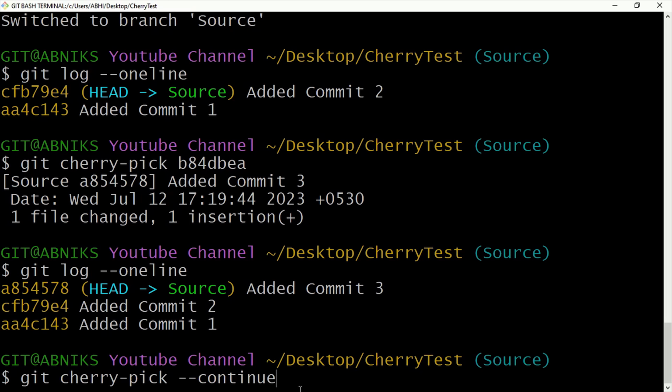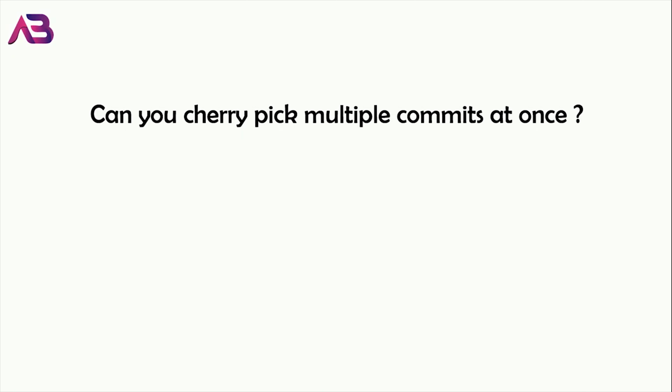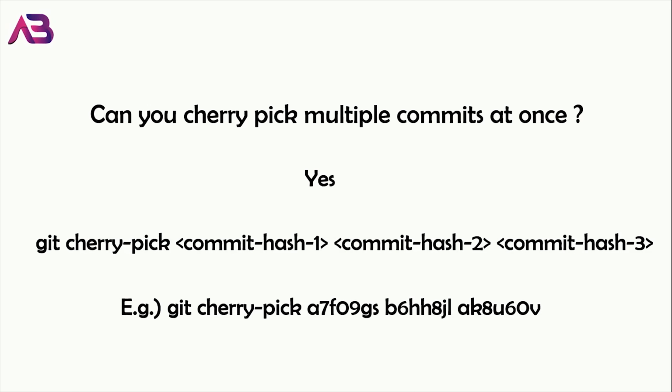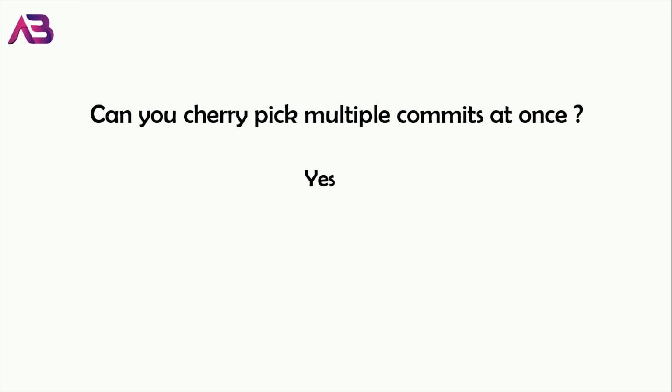So wasn't that kind of awesome? Alright, let's see, can you cherry pick multiple commits at once? Yes, you can. In the cherry pick command, just add commit hashes separated by spaces, like this. Or the other method, you can just specify the start and end range of commit hashes, like this.